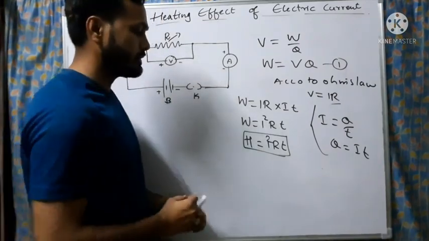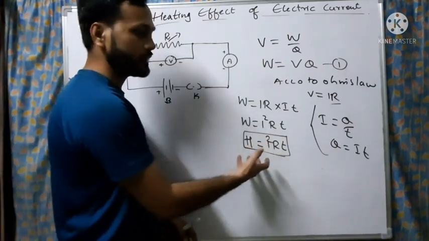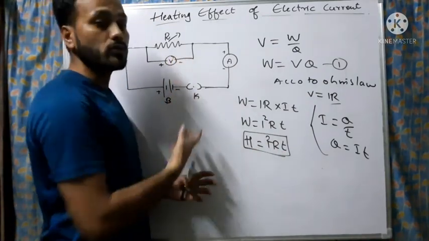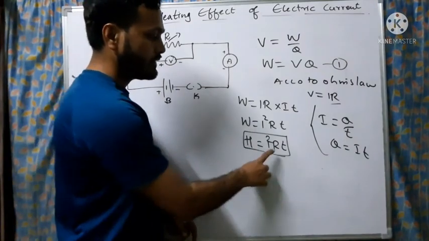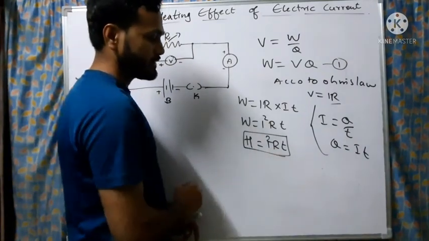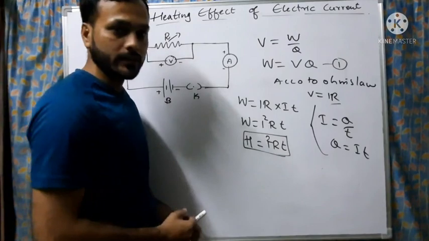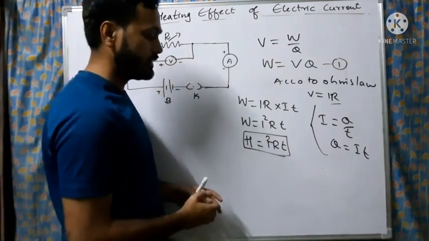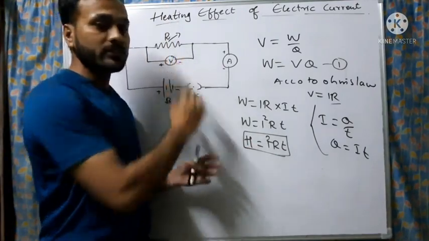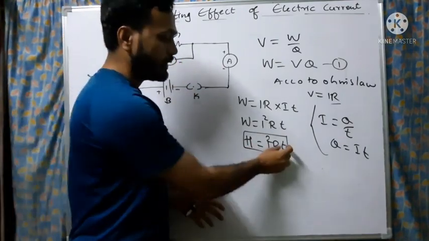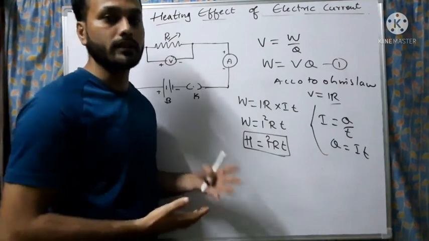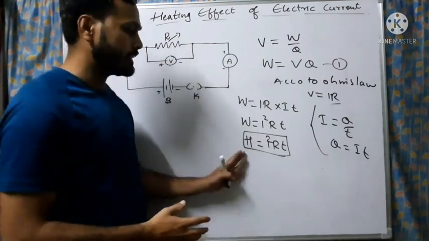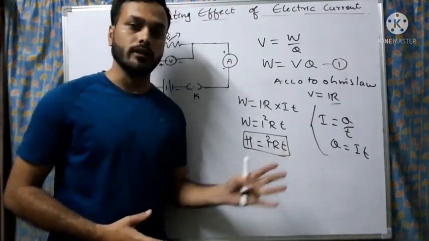Try to understand here. As you increase the current for a given resistance, the heat developed also increases, and when you increase the resistance for a given current, the heat generated also increases, and the heat generated by this resistor also increases when it is operated for a longer time. So this is all about Joule's law of heating. Mathematically we remember H is equal to I square RT.